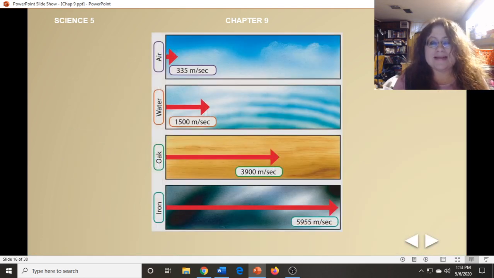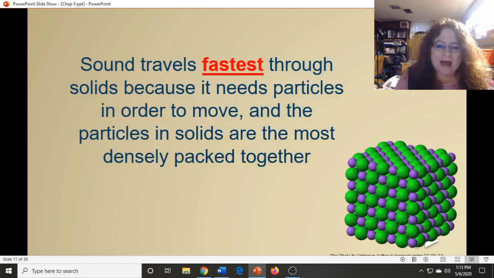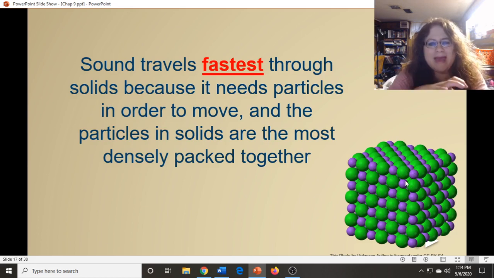We also learned that sound travels at different speeds through solids, liquids, and gases. And we talked about why, and we reviewed what solids, liquids, and gases look like on a molecular level. So solids have their molecules densely packed together, and they vibrate ever so slightly. So sound travels fastest through solids because, remember, sound needs particles, and these particles are jammed together, so the sound can move through very quickly.